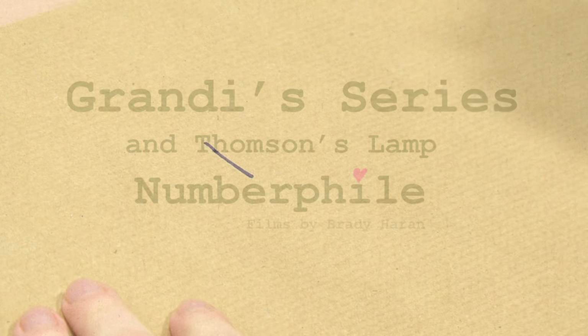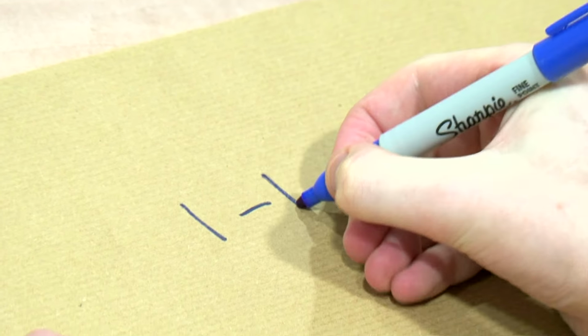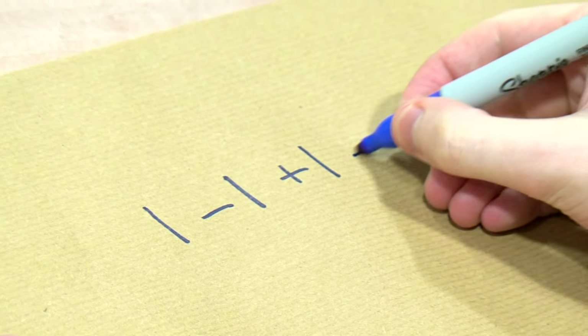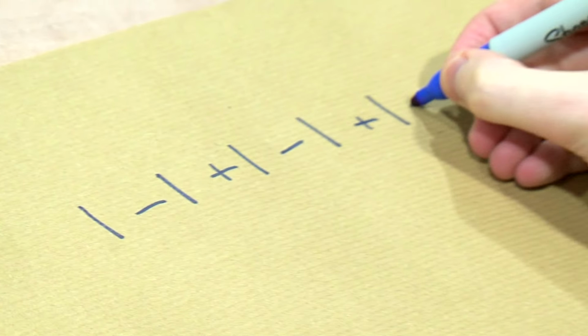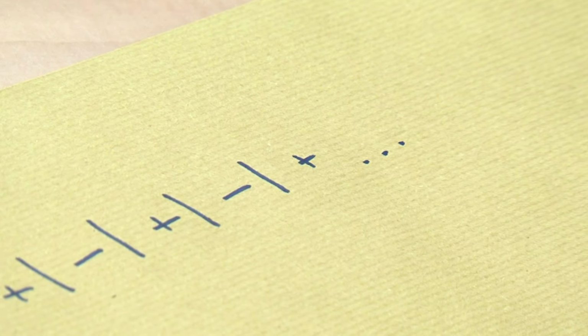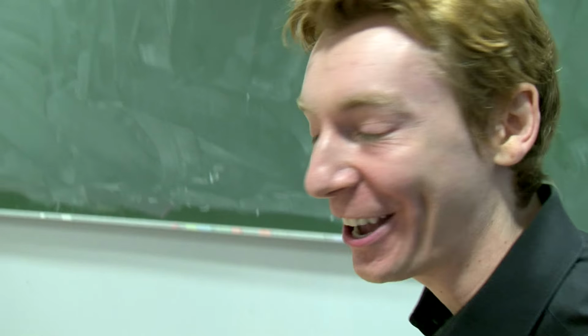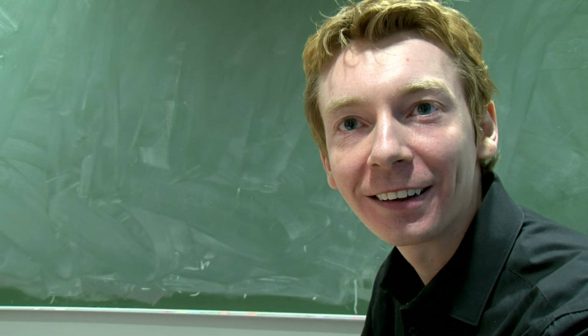It starts with 1, then I'm going to subtract 1, then add 1 again, then subtract 1, then add 1, then subtract 1, then add 1, and subtract 1. And I'm going to do this forever. You get the idea of that, I hope. So what does that equal?